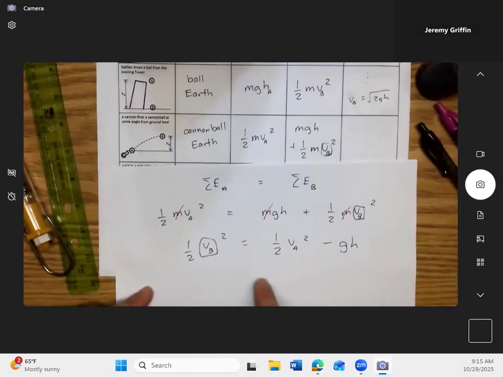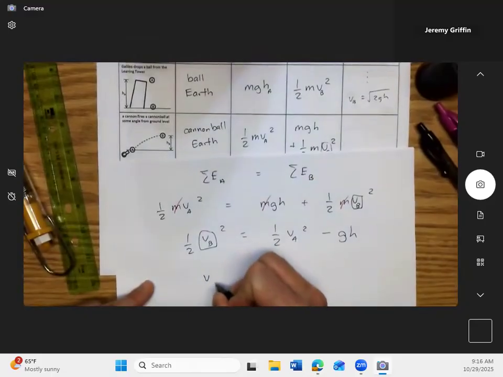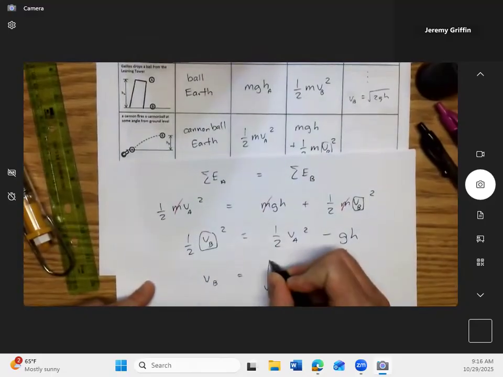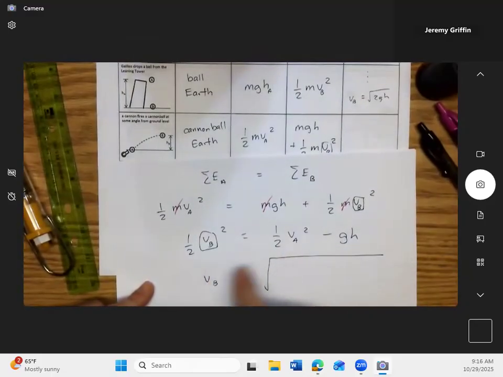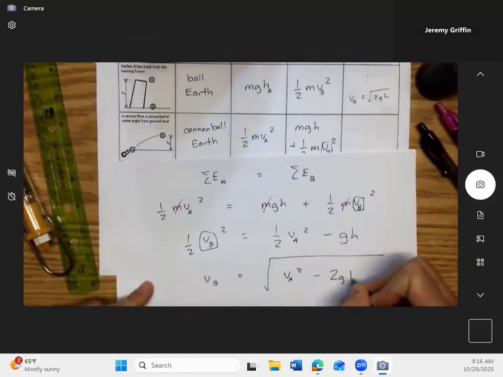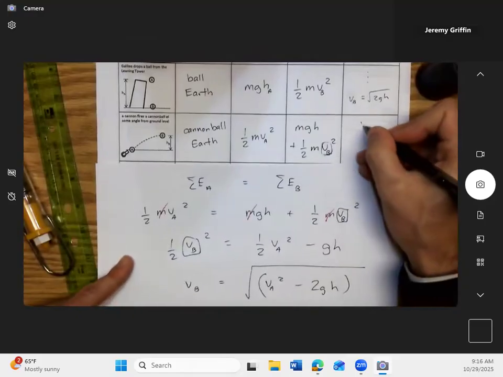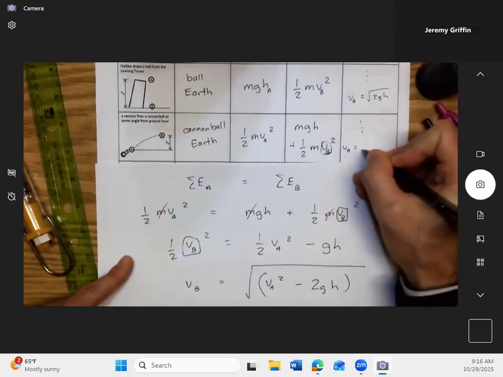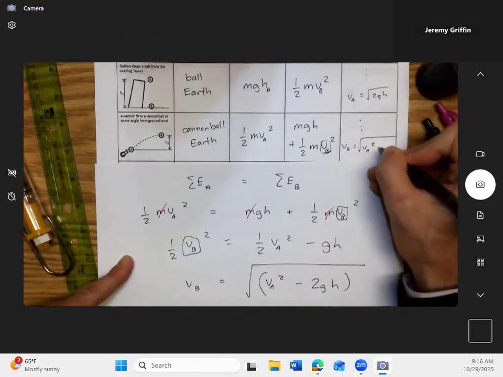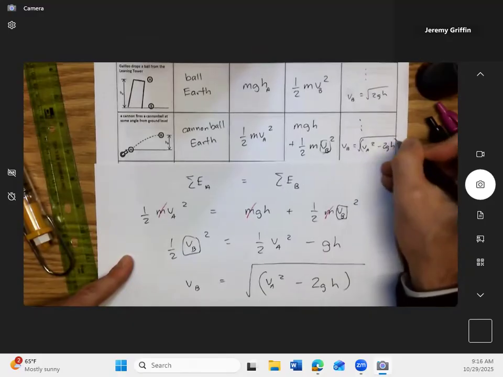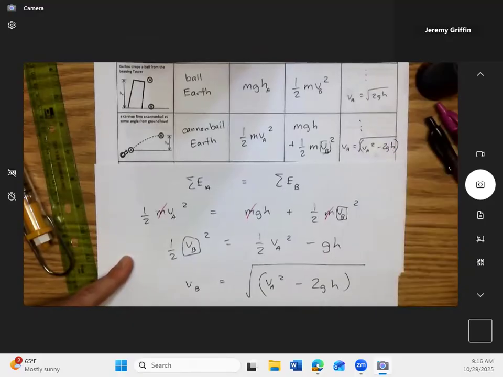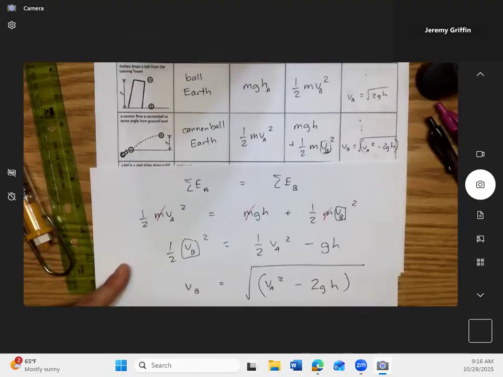Can you guys times 2 in the square root? I know it's going to end on the square root, and if I multiply by 2, then this would be va squared minus 2gh. And that's the answer. vb equals the square root of va squared minus 2gh. That's good. All right, you guys good?